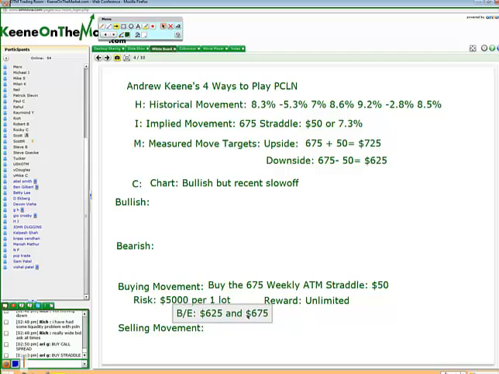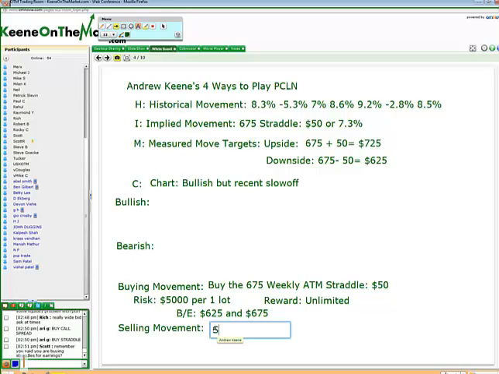Number two, if I said to myself, hey, I don't think the stock is going to move 50 bucks. I'm not buying the straddle, trust me. I couldn't rationalize buying a $50 straddle. If I said to myself, I don't think the stock is going to make a move that much, what could I possibly do? Well, I'd want to sell an iron condor outside of the measured move targets.